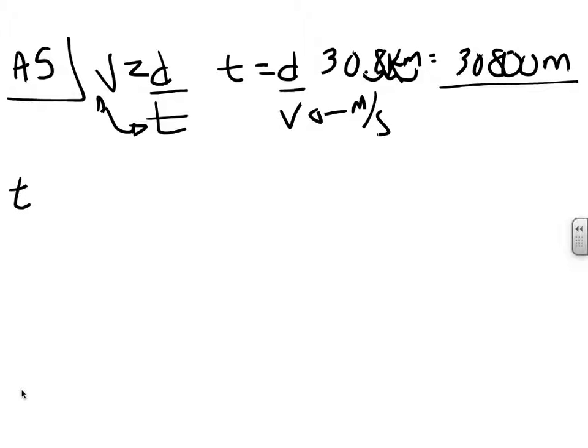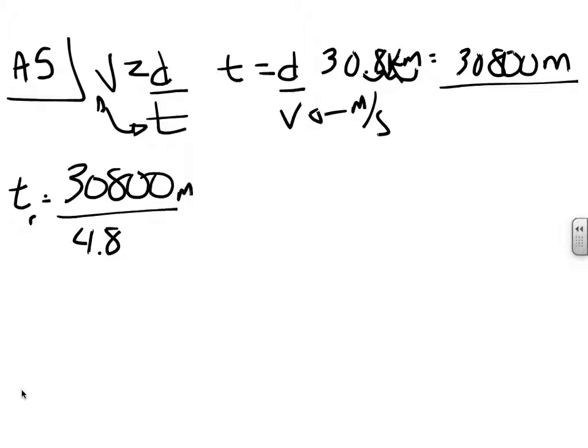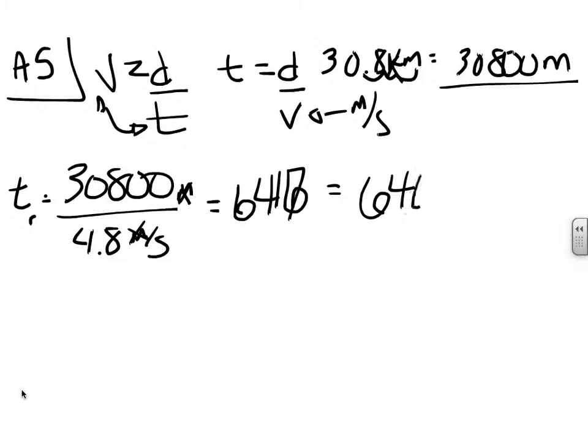So if we want the time for the rabbit, we're going to have 30,800, and the rabbit was running at 4.8. And again, this is meters, so this is meters per second. When those cancel, we will find the rabbit took 6,416.7 seconds. Again, we've only got 2 sig figs in the bottom, so we're going to have to round that to 6,400 seconds.